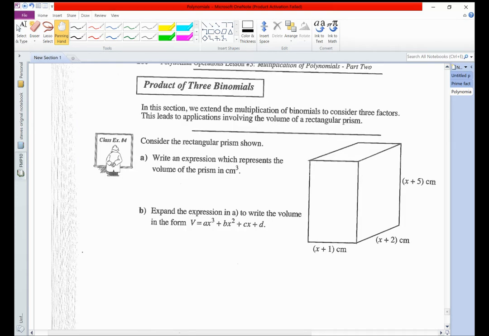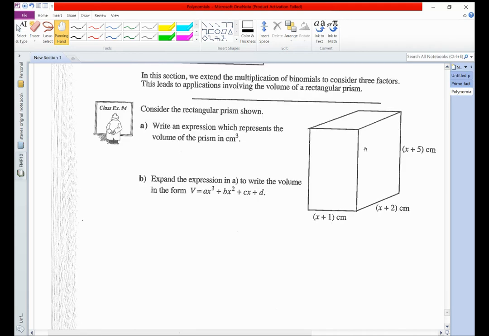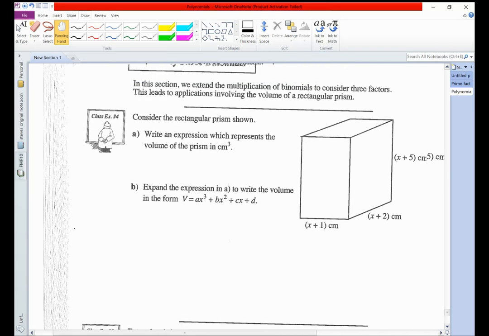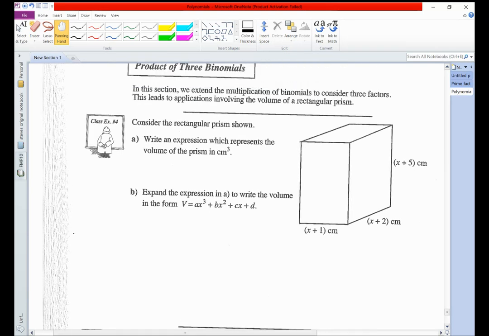Product of 3 binomials. So now we know how to multiply 2 binomials together. That's foiling. We can do this with 3 binomials. So there's a really fun problem here where they do it as a cube, and they say this side here is x plus 1, and this side here is x plus 2, and the third side is x plus 5. And when you find the volume of that, you always go length times width times height, and you end up multiplying all 3 of these binomials together. It's a pretty cool problem. If you really want to do it, totally go for it.